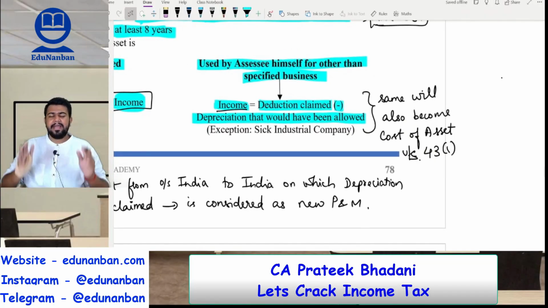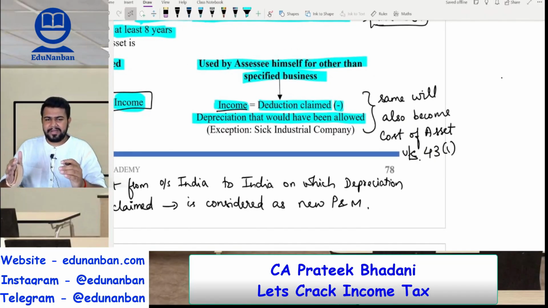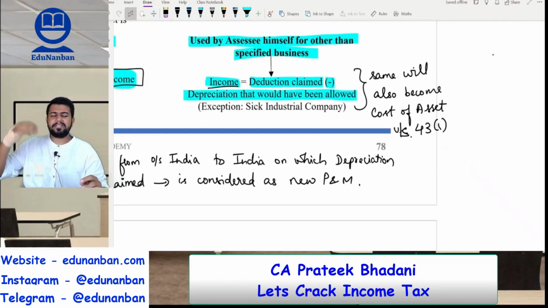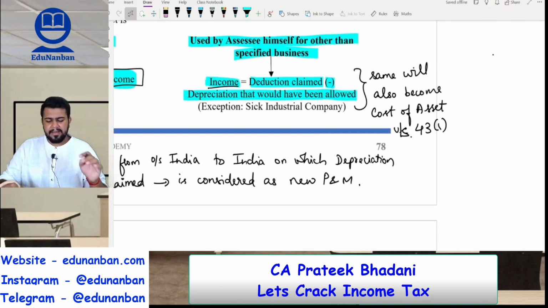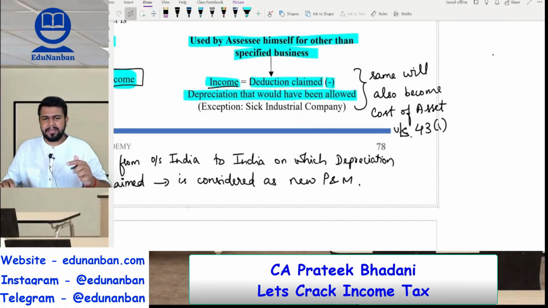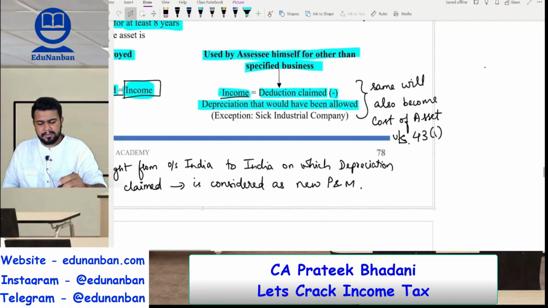I'll repeat once again, if the assessee uses the 35AD asset before 8 years itself in a non-specified business, then PGBP income will arise. What is the PGBP income? PGBP income is deduction which is already claimed under section 35AD minus the depreciation that would have been allowed on such asset. Okay, and this same amount that will become the PGBP will also become the cost of the asset for the business, that is non-specified business, for claiming depreciation. Okay, I hope you get my point.